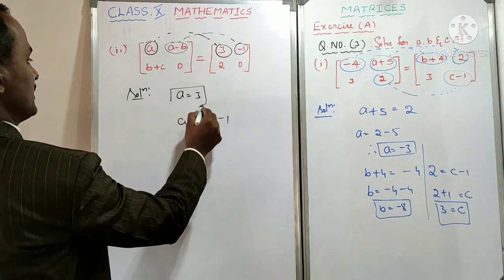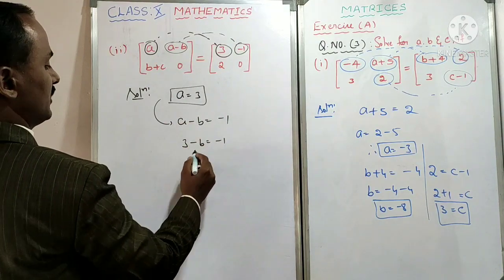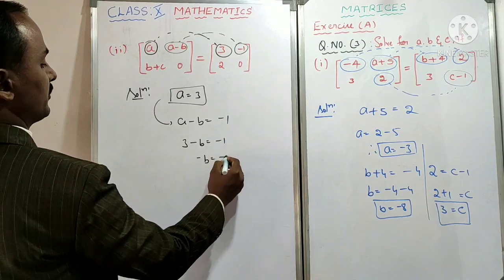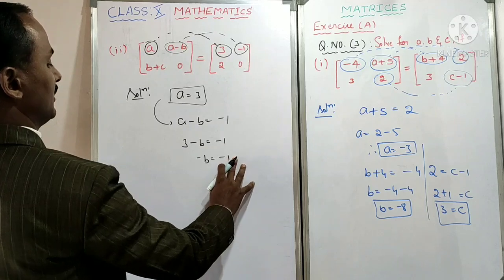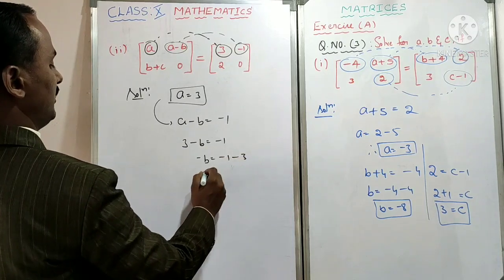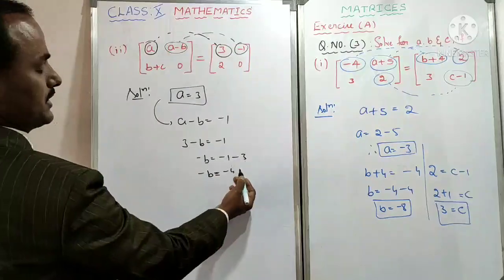I will substitute the A value here. A value 3 minus B is equal to minus 1. I want the B value. Minus B is equal to minus 1, plus 3 goes to that side, minus 3. Now finally, minus B is equal to minus 1 minus 3, which becomes minus 4.